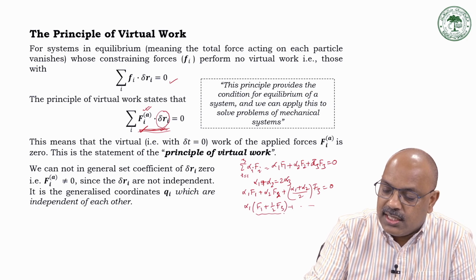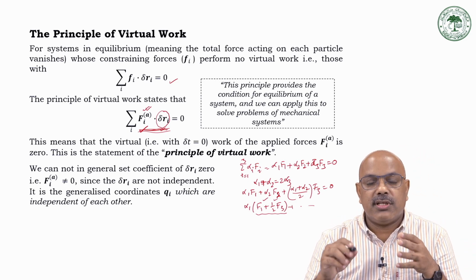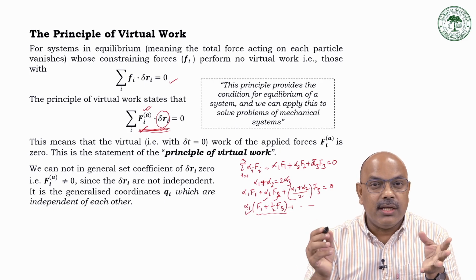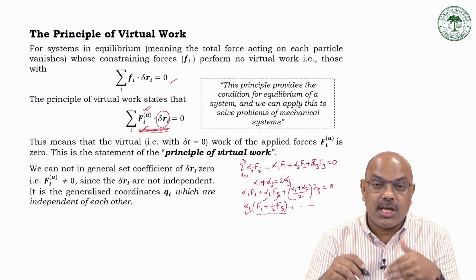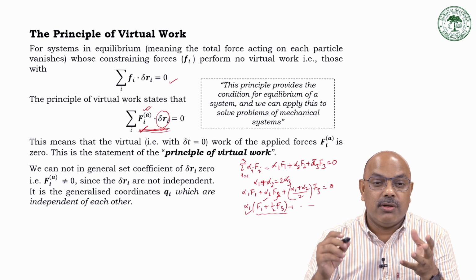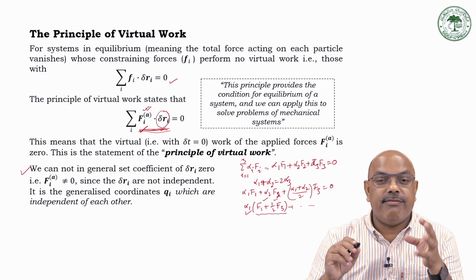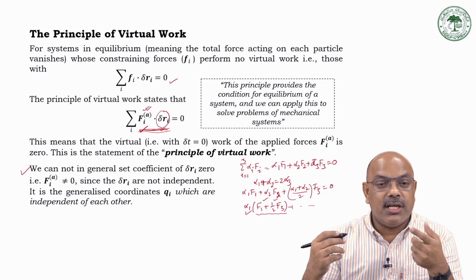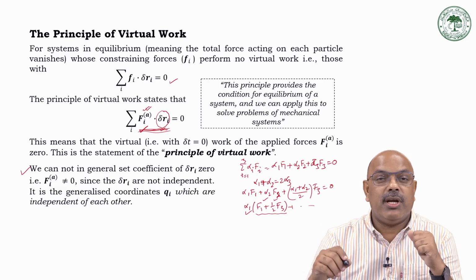So now you see that F1 and F3 are such that I cannot put the coefficient of alpha to be 0, because alpha 1, alpha 2, alpha 3 are all dependent, so I cannot individually set the forces being applied equal to 0. That is why we have written that we cannot in general set the coefficient of delta Ri to 0, since the delta Ri are not independent. It is the generalized coordinates qi which are independent of each other.